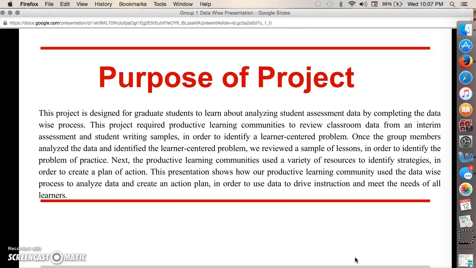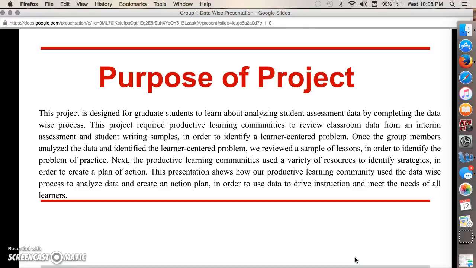The purpose of this project was for us graduate students to learn about analyzing student assessment data by going through the DataWise process. The project required us to get together with our PLCs and review classroom data from an interim assessment and student writing samples. In this case, we took a look at 5th grade ELA assessments and we analyzed the data from that.